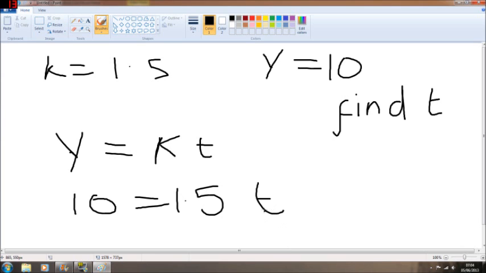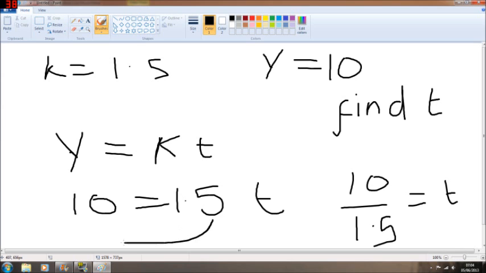Now this is really simple, because there's always an imaginary times symbol there. You would do divided by 1.5 on both sides. By dividing both sides by 1.5, this 1.5 goes from there to here. So you would do 10 divided by 1.5, and that equals t, and t simply equals, in this case, 6.6 recurring. This little dot means that there are lots of sixes and it never ends. So that's the answer for t. Yeah, that's pretty much it. Just apply this to any questions you get.